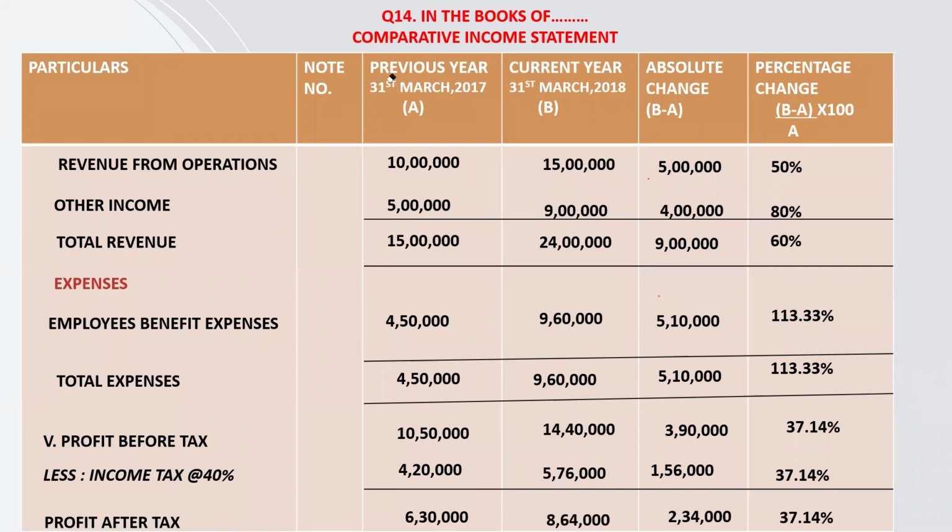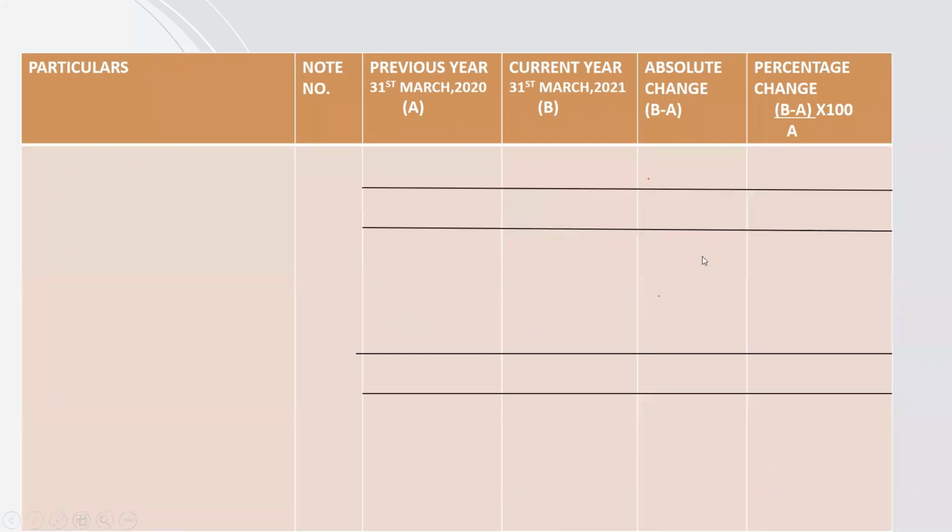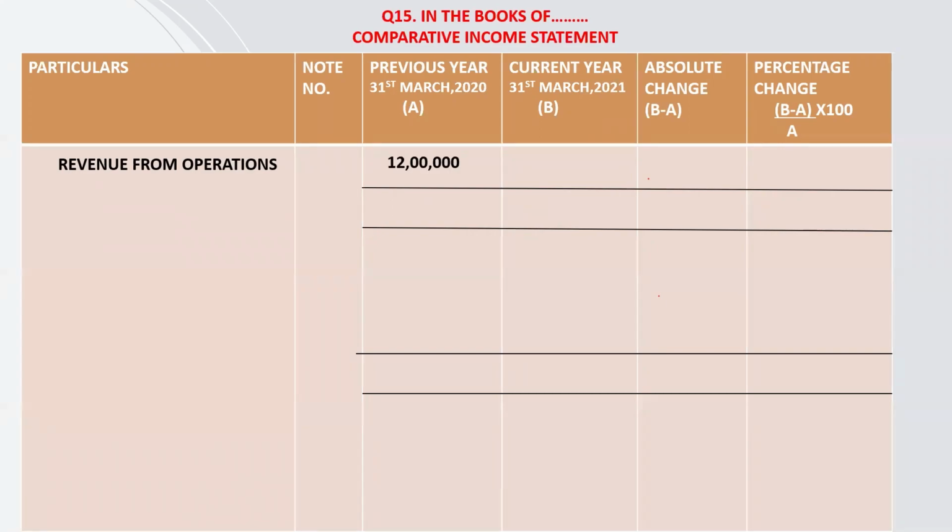We will do one more question for practice. Let's read question number 15, wherein we have to prepare a comparative income statement, which is the profit and loss statement only, in the books of a company. The name of the company is not given, so we have written in the books of dash. In this question, we are not given revenue from operations, but the value of cost of material consumed is given. So how will we calculate this revenue from operations?